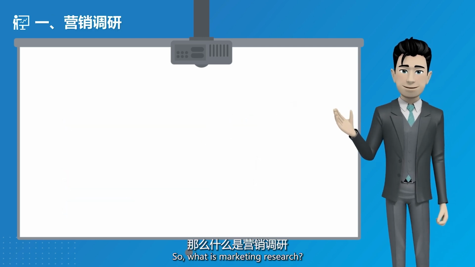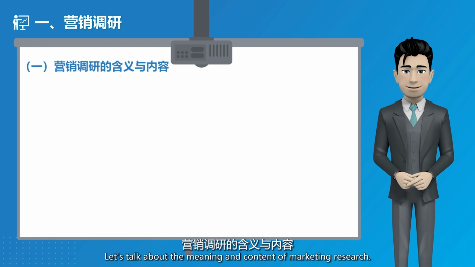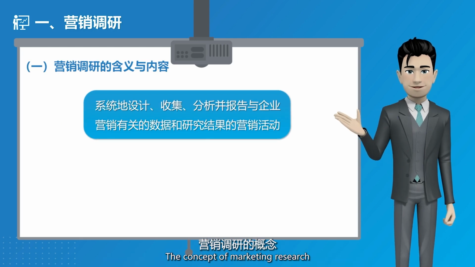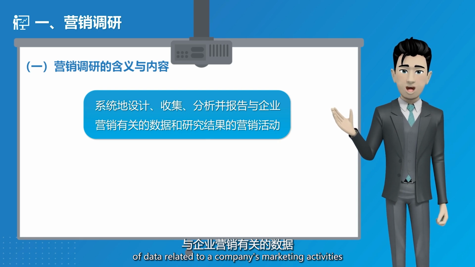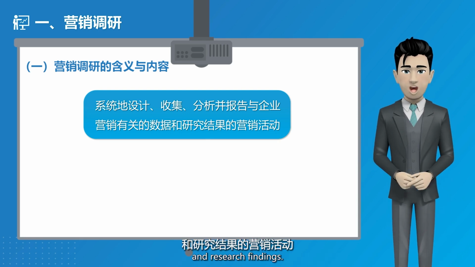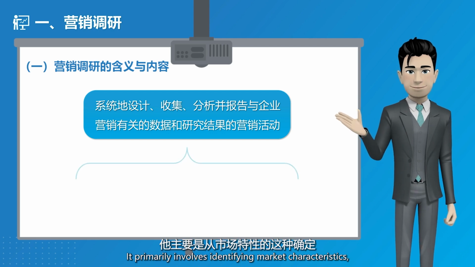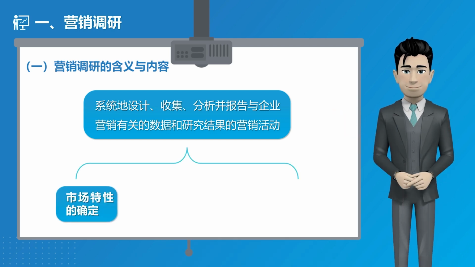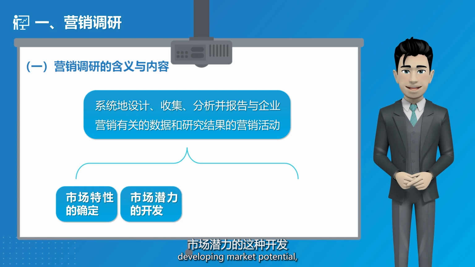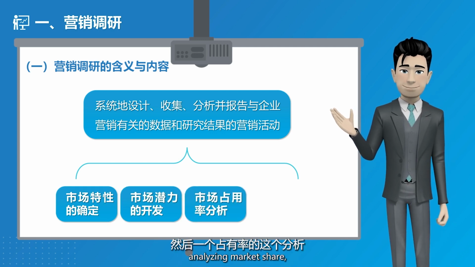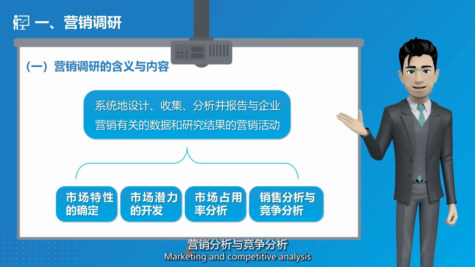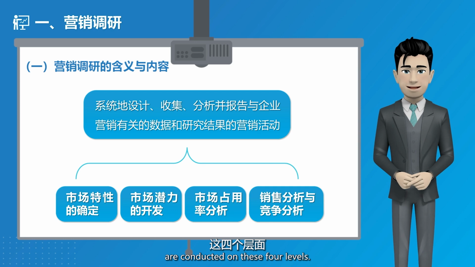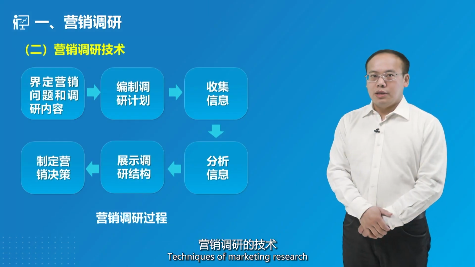So, what is marketing research? Let's talk about the meaning and content of marketing research. The concept of marketing research is the systematic design, collection, analysis, and reporting of data related to a company's marketing activities and research findings. It primarily involves identifying market characteristics, developing market potential, analyzing market share, and analyzing market competition. Marketing and competitive analysis are conducted on these 4 levels. Techniques of marketing research.